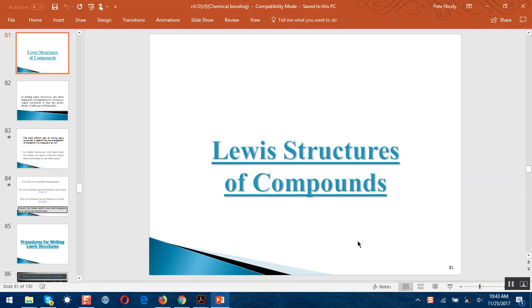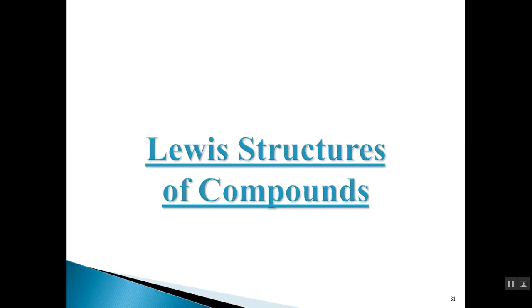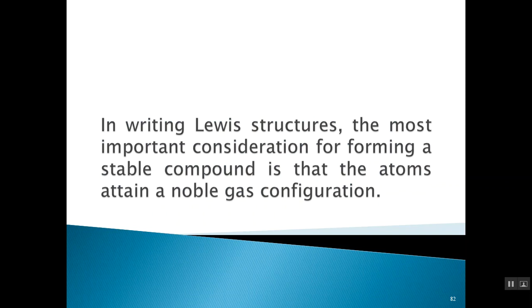Okay, so let's now get into a discussion of the Lewis structures of compounds. When we're talking about the Lewis structure of a compound, as opposed to Lewis structures of atoms, what we're talking about is basically how the atoms in a molecule or a polyatomic ion are connected to each other, showing all the pairs of electrons involved.